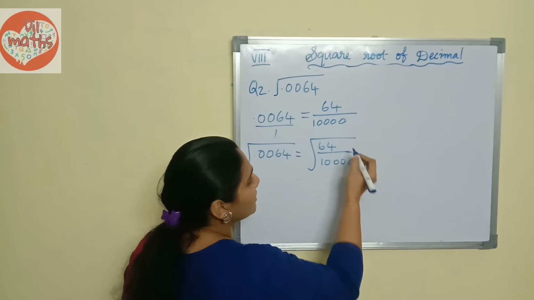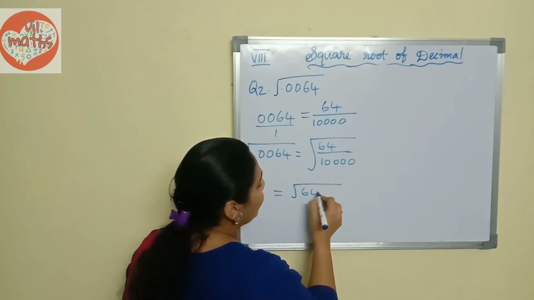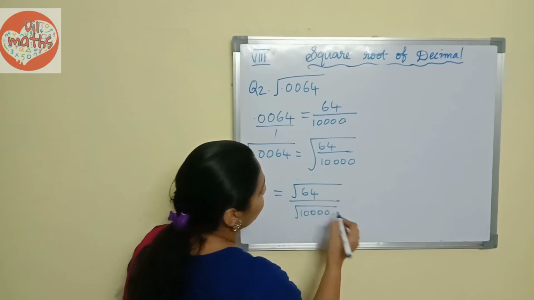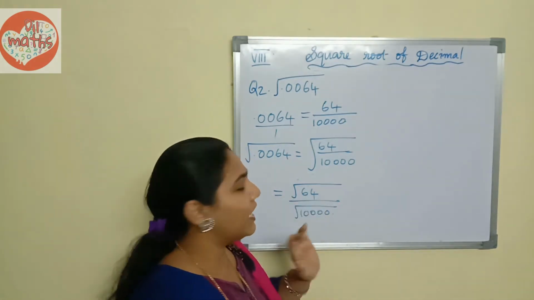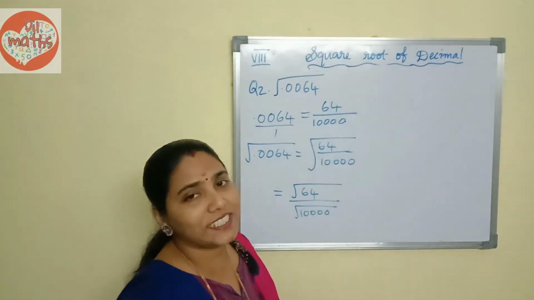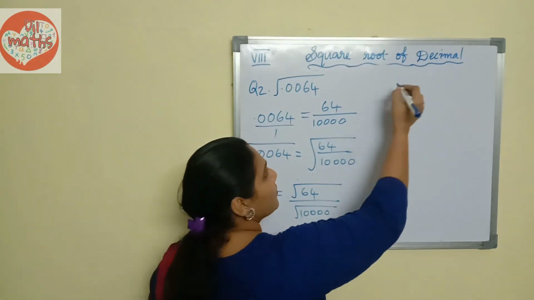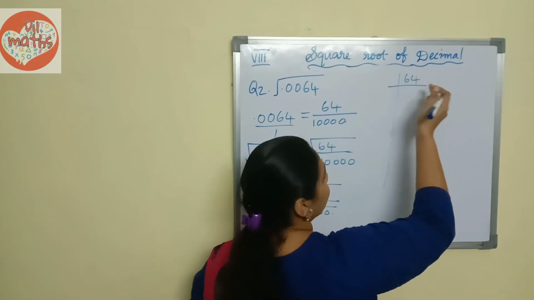And to find out the square root of this, what should we do? We should take the square root separately for numerator and denominator. So through prime factorization, we should find out the square root. And you know that the square root of 64 is equal to 8, isn't it? Or if you want to do the prime factorization, we will do it like that.